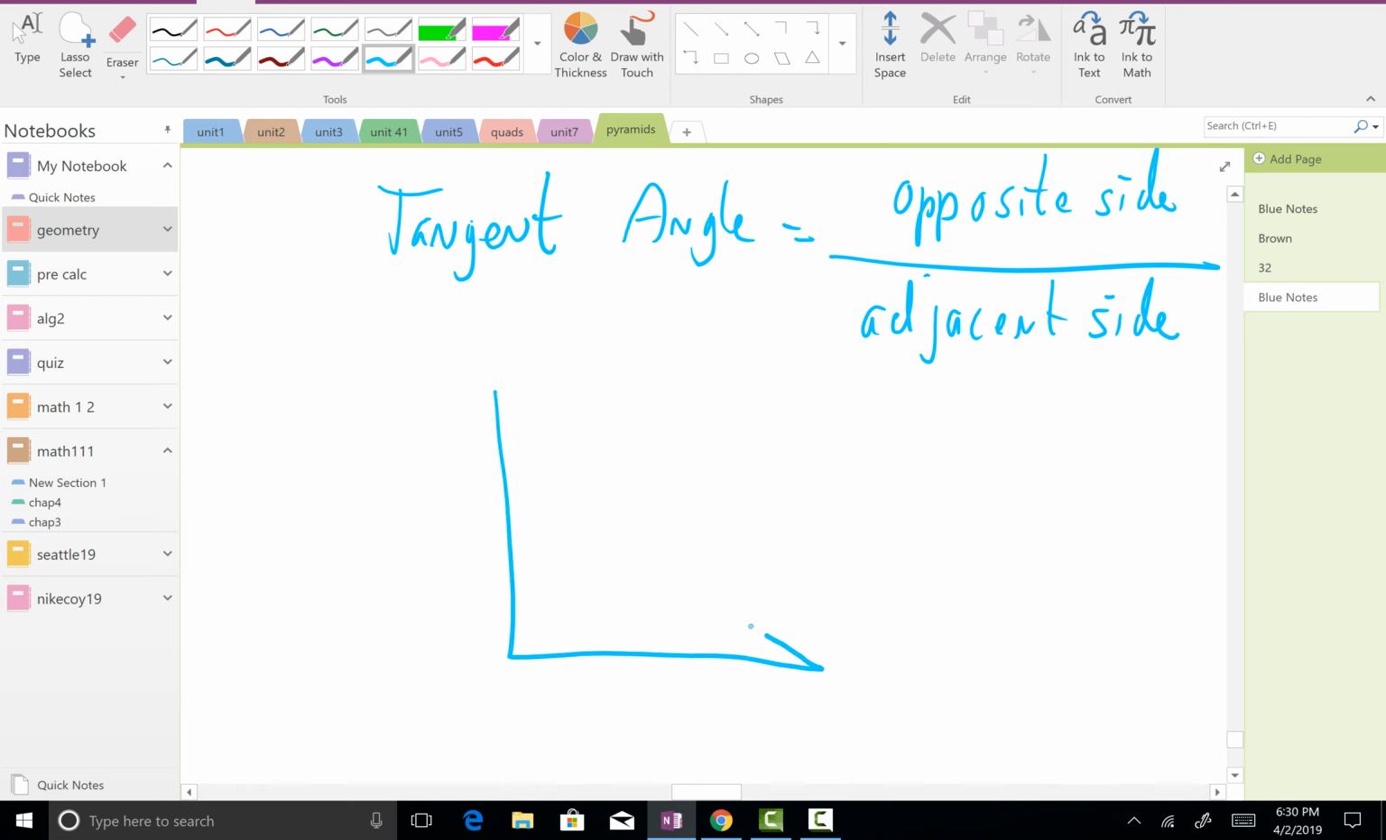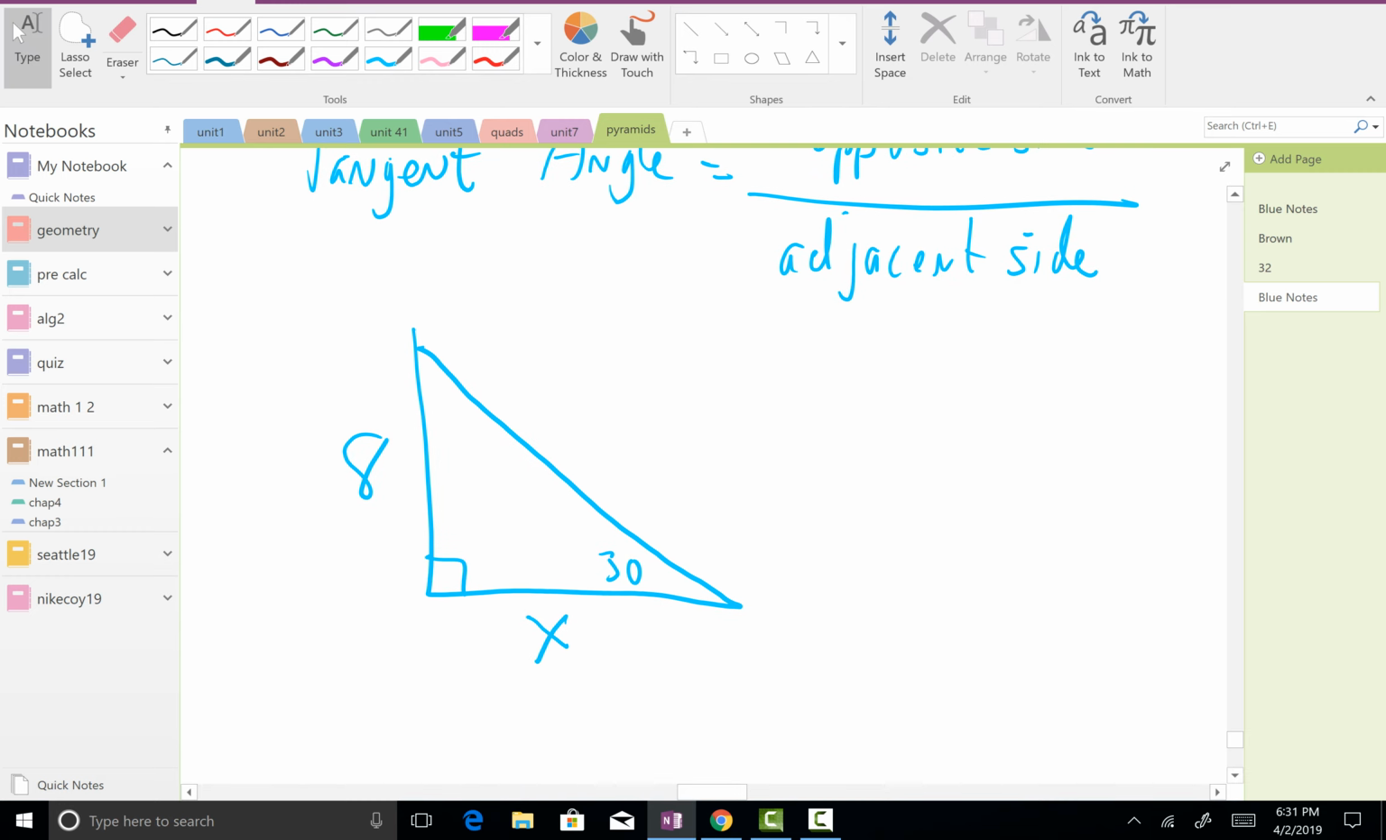So we have a right triangle, and I want to put 30 degrees there, 8 there, and an X here. We're going to figure out what that is. Pythagorean theorem doesn't work here because we don't have that second side, but we can use tangent. So tangent of 30 is equal to the opposite side.